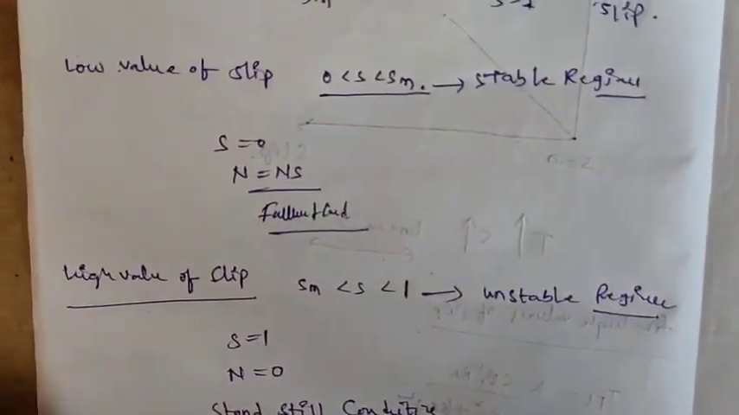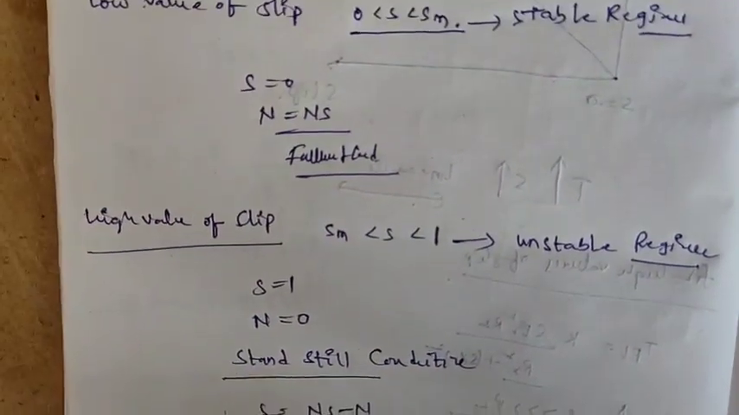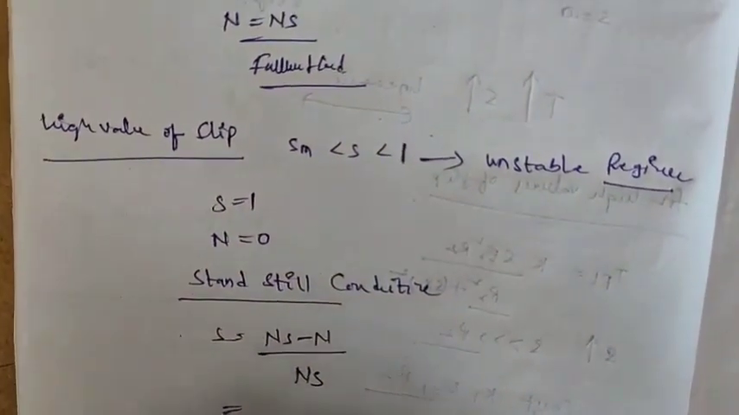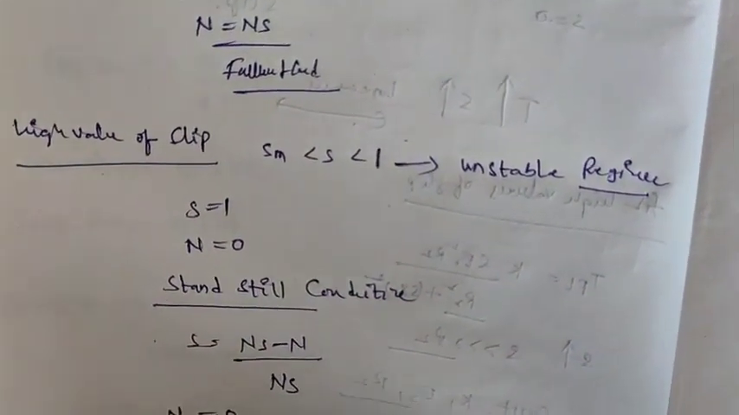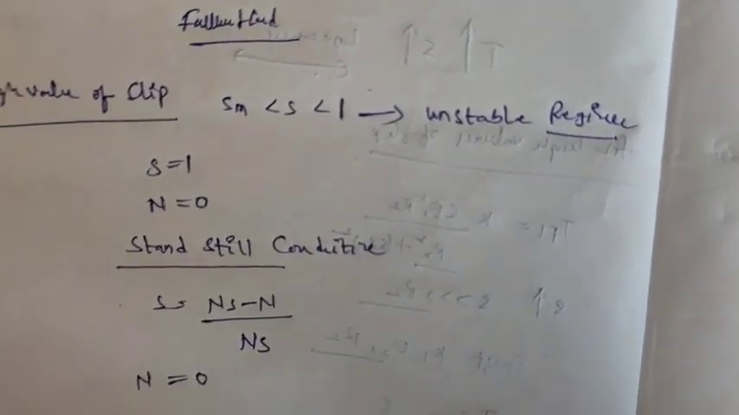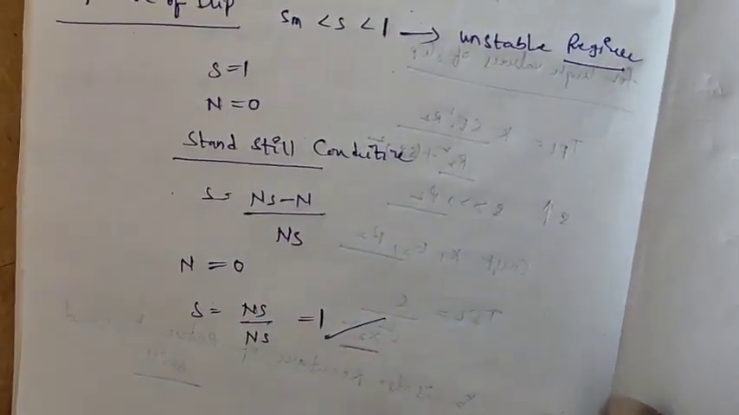Slip equal to what? Ns minus N divided by Ns. So in that case, N equal to 0, slip equal to Ns by Ns equal to 1. Slip equal to 1.